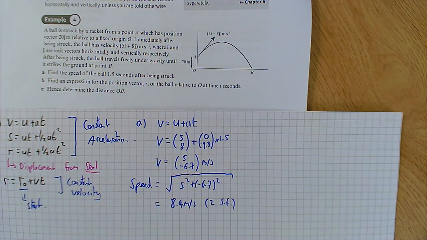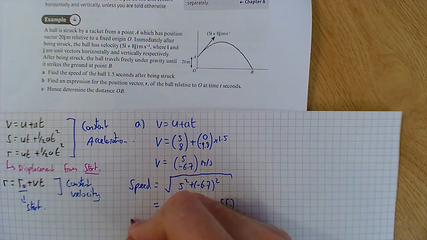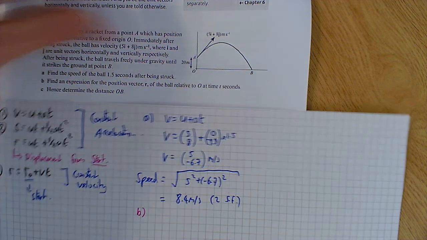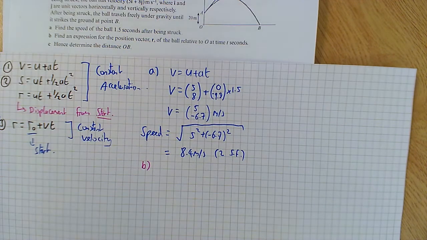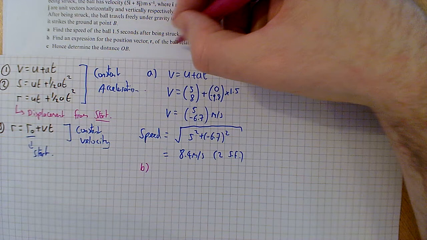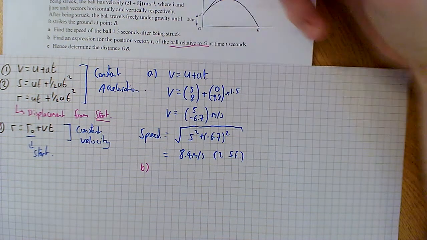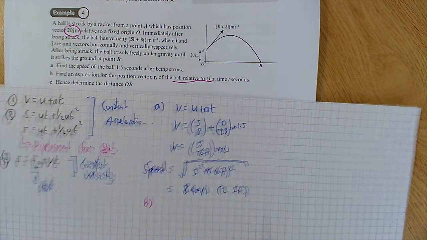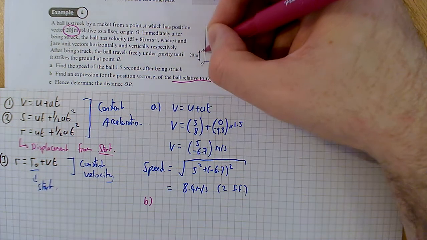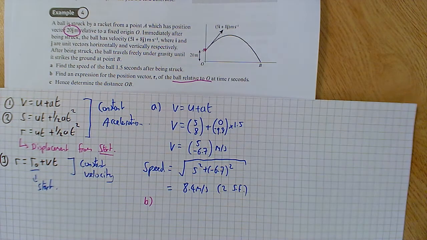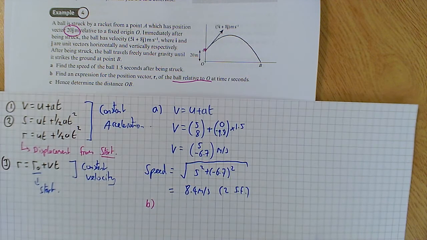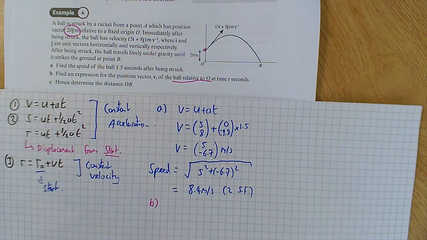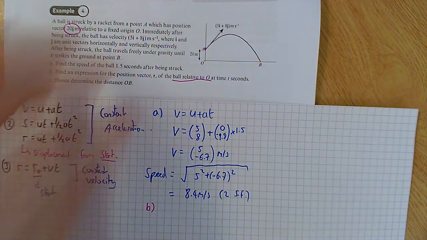Okay, that's part A. For part B, it asks you the position vector, and this is where we've got to be really careful about what the formulas are giving us. It asks you about the position vector r of the ball relative to the origin. So remember, the ball is not starting from the origin, it's starting from 20j. You can see that marked on the diagram, it's 20 above the origin. So when we use the formula, it's not going to give you the displacement from the origin, it's going to give you the displacement from the starting point.